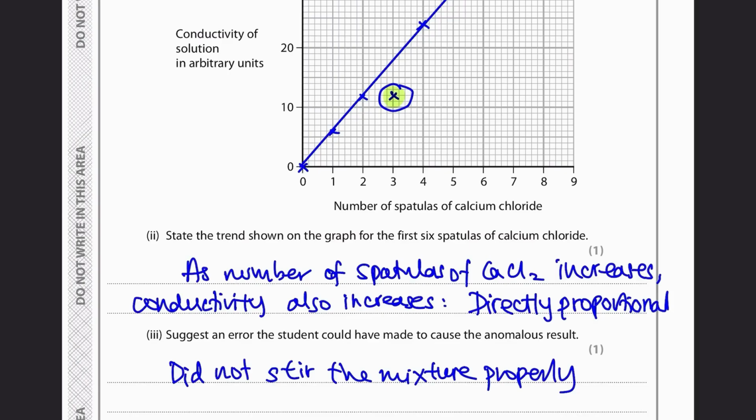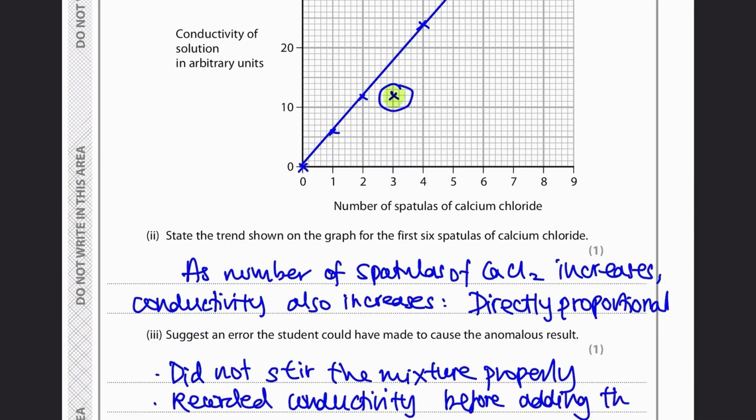Another reason, if you really observe it, is that, do you see how for 2 and 3 spatula is actually exactly the same spot? What does that tell you? It tells you that nothing really happened between 2 and 3. So maybe he did not even add the spatula, or he wrote down the reading before he added the spatula, right? So that's one reason. Another reason is he recorded the conductivity before adding the third spatula.